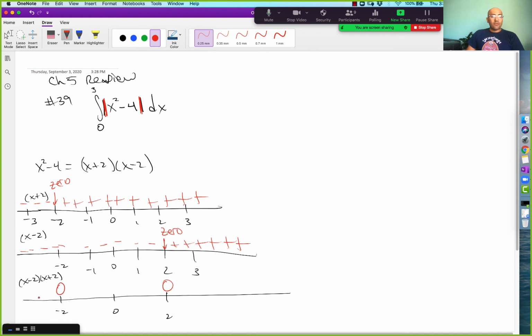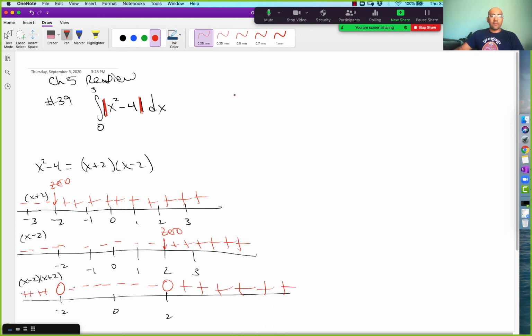Good. So the interesting thing is the other regions. Over here, if I pick x values to the right of 2, I'll get 2 positive numbers being multiplied, so I get positives. Between -2 and +2, I'll get a positive times a negative, so I'll get a negative answer. And below -2, I end up with a negative times a negative, so I get a positive.